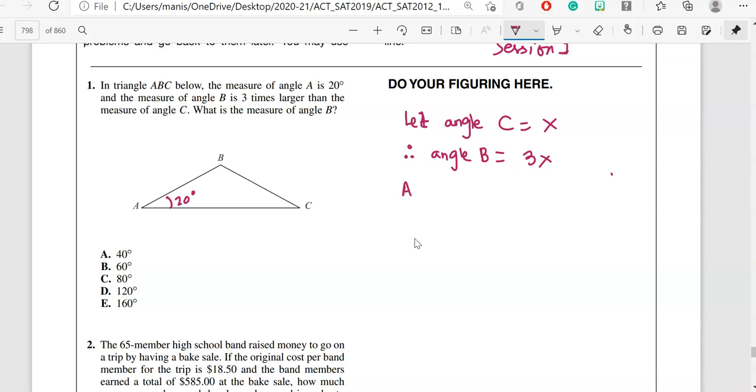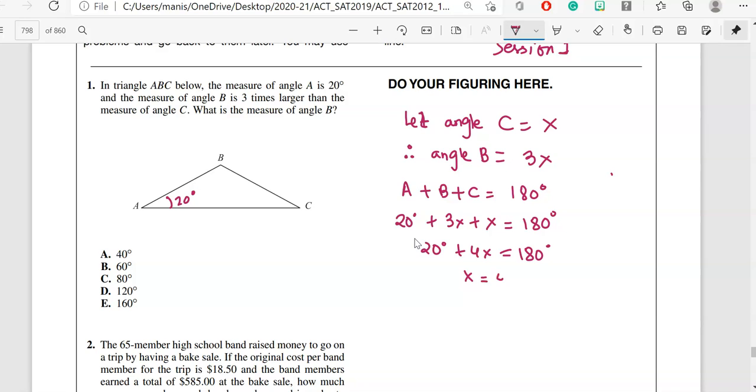Now we know that from the angle sum property of a triangle, the sum of all the 3 angles is equal to 180 degree. So the value of A is 20 degree, B I have taken as 3x, and this will be my x, equal to 180 degree. So this is my 20 degree plus 4x is equal to 180, which will give me, I will subtract 20 from both the sides, which will give me 160, and then I will divide both the sides by 4. I will end up with the value of x as 40 degree.